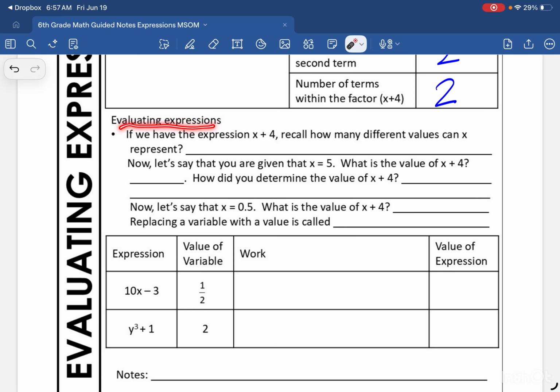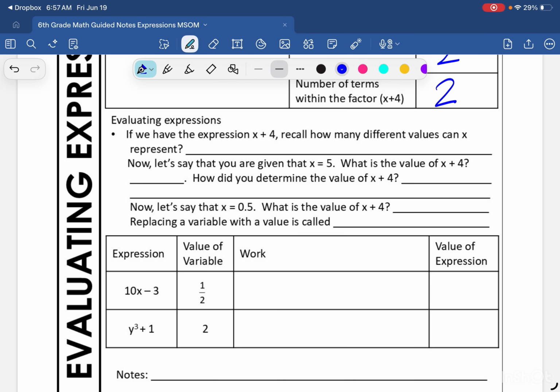Evaluating expressions. If we have the expression x plus 4, recall how many different values can x represent. X can represent an infinite amount of values. Now let's say that you were given that x equals 5. What is the value of x plus 4? Well, if x equals 5, then 5 plus 4 equals 9. How did you determine the value of x plus 4? Since x equals 5, 5 plus 4 equals 9.